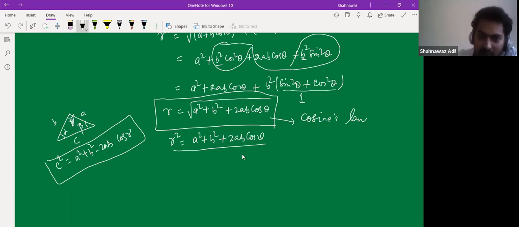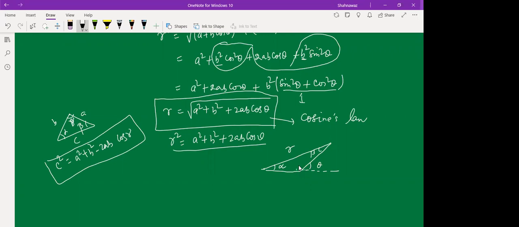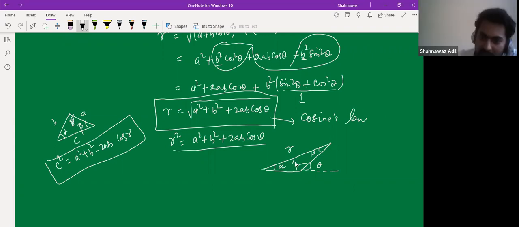So let's draw the triangle first. Okay. So this was the triangle. In this case, this was R, and this is alpha, this is beta, and this was theta, not this part. This was theta, na? Yes, sir. So this was pi minus theta. Understood?